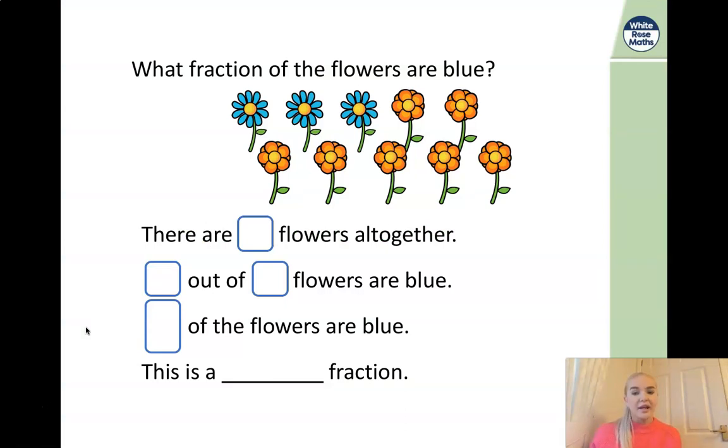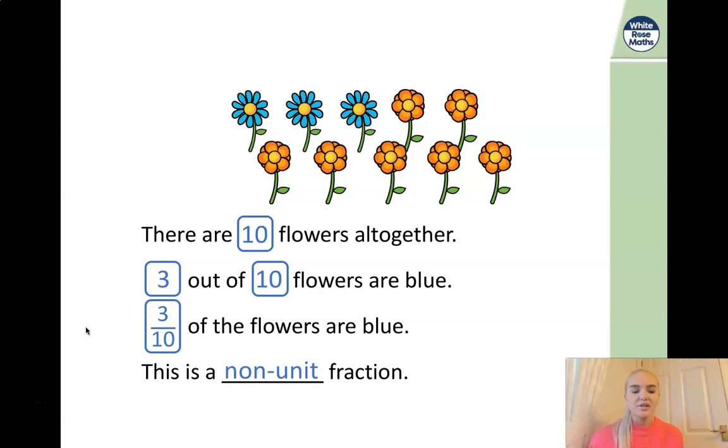Now, here I am looking at what fractions of the flowers are blue. So we can look at the stem sentence by thinking of how many flowers we have altogether. And we can count the blue and the orange, and altogether we have got 10 flowers. Now we are looking at how many of the flowers are blue, and we can count them and find that 3 out of the 10 flowers are blue. So 3/10 of the flowers are blue. And because this has a numerator of a number greater than 1, this means it's a non-unit fraction.